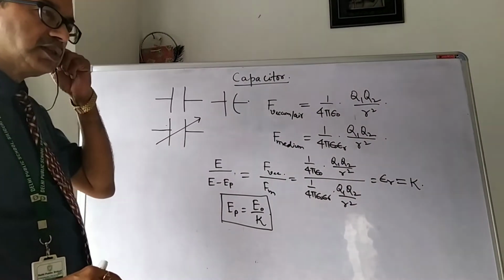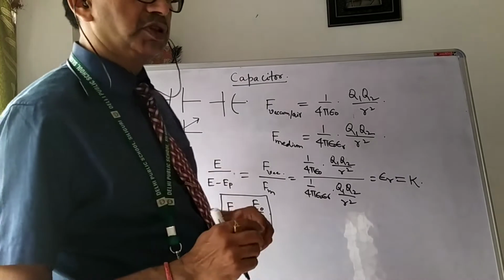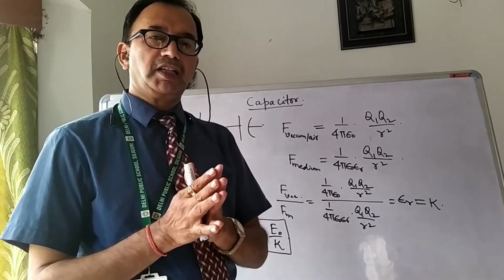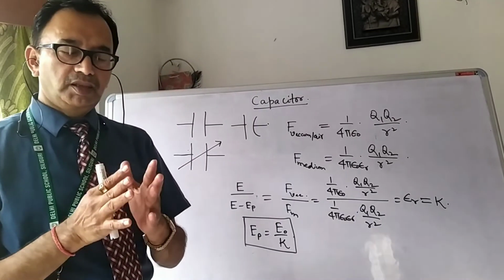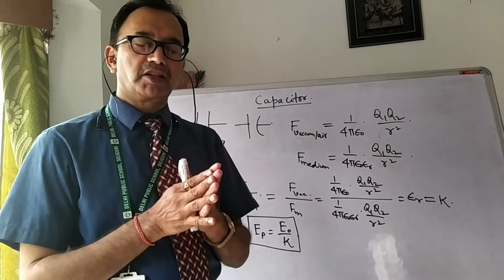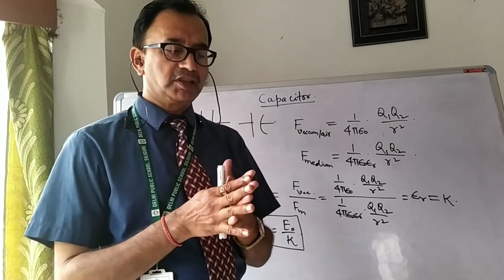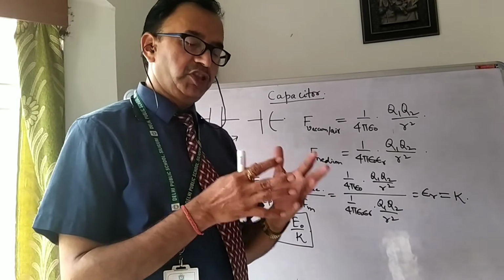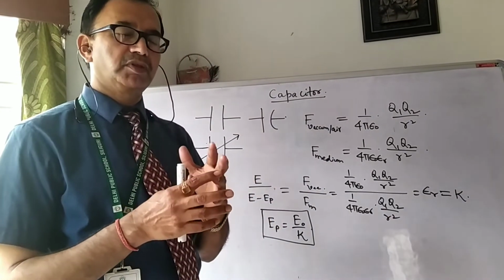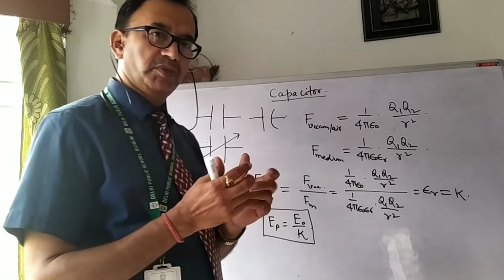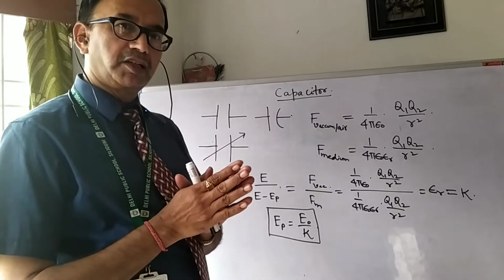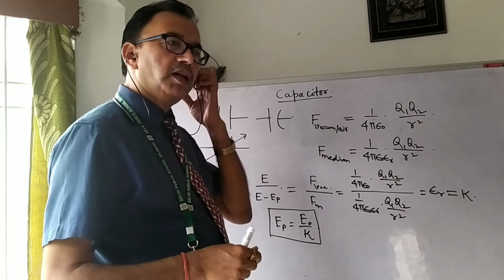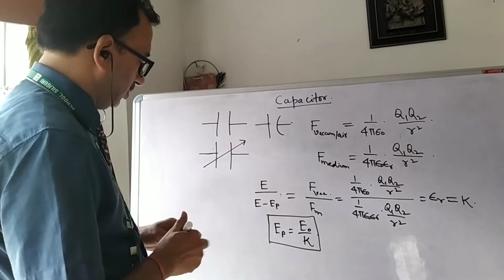Now the second thing is dielectric strength. What is the dielectric strength? The extent up to which an electric field can be withstood by the dielectric medium. The dielectric medium has a certain limit up to which it can sustain the electric field, and if you go beyond that, then it will break down. So that is called the dielectric strength.